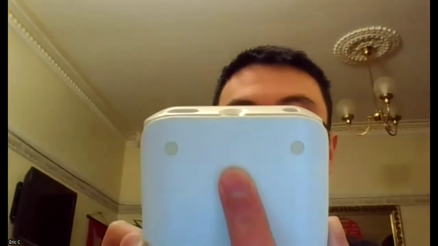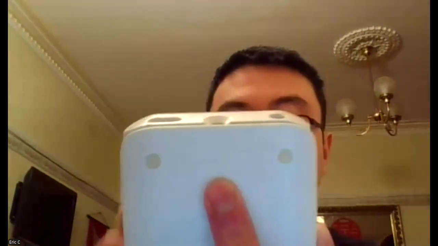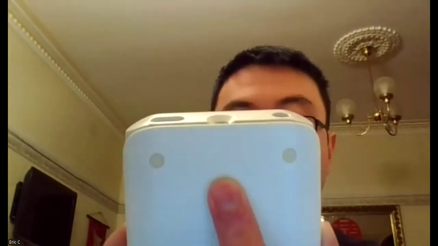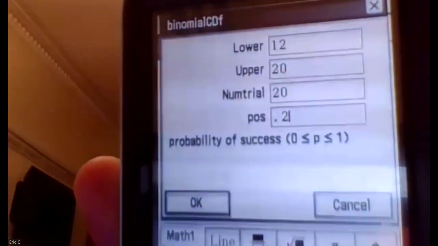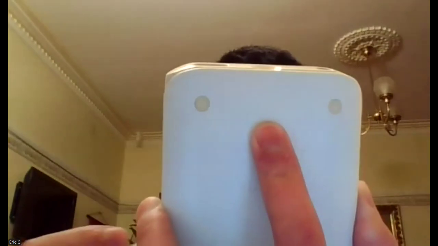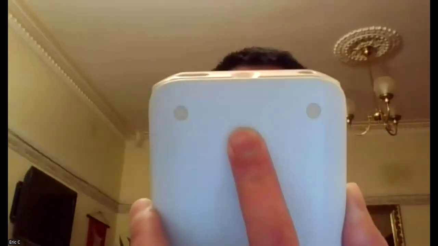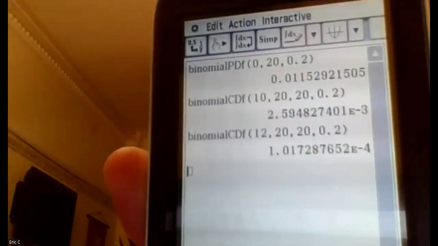And then for part C, it's the probability of X bigger than or equal to 12 divided by the probability of X bigger than or equal to 10. So we just need to solve for the probability of X bigger than or equal to 12. Again, we go to binomial CDF, but now we set our lower bound as 12, upper bound as 20, number of trials is 20, and the probability of success is 0.2. Set it up like that and go OK. So we have 1.02 times 10 to the power of -4, which is a very small probability of guessing 12 or more correct answers.